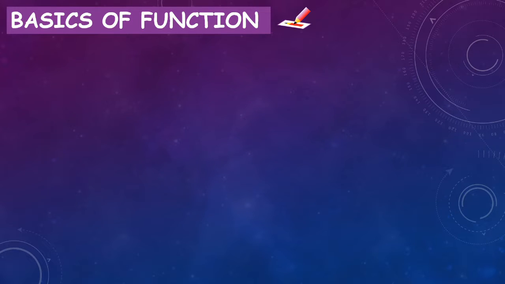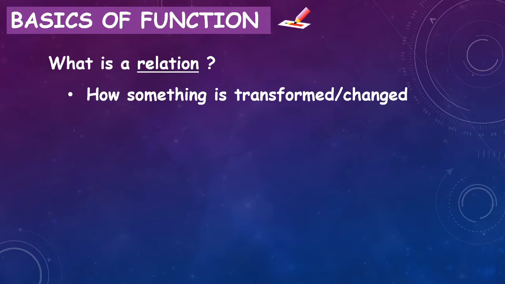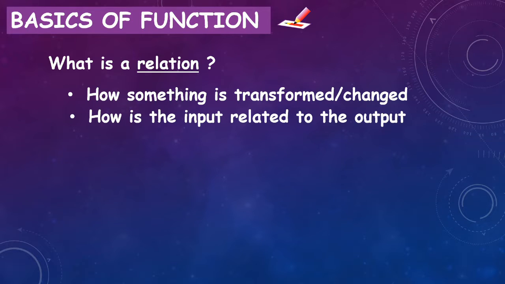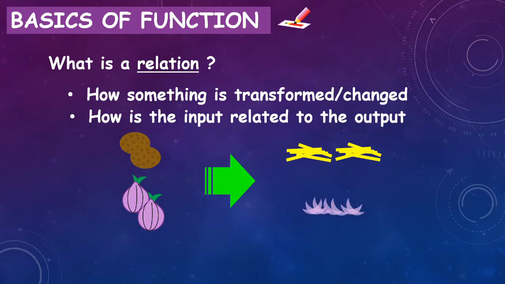Before I explain functions, we have to understand another word called relation. What is a relation? Relation is how something is transformed or changed, or how the input is related to the output. I'm going to use potatoes and onions again. How are the pieces of potatoes and onions related to the whole potato and onion? The answer is they were chopped. So that is their relation. They were chopped.